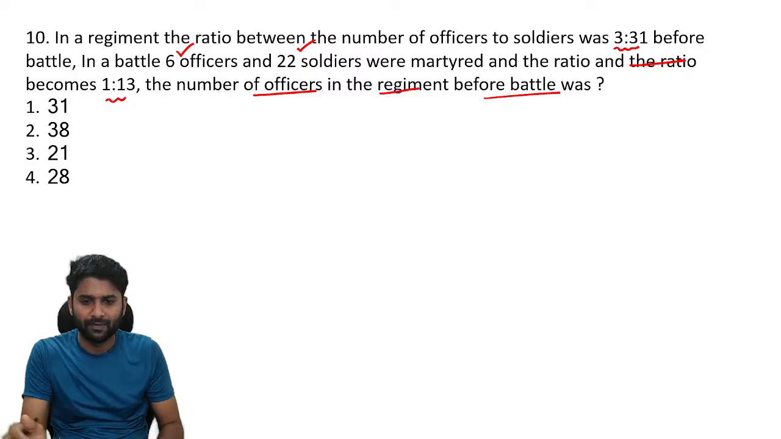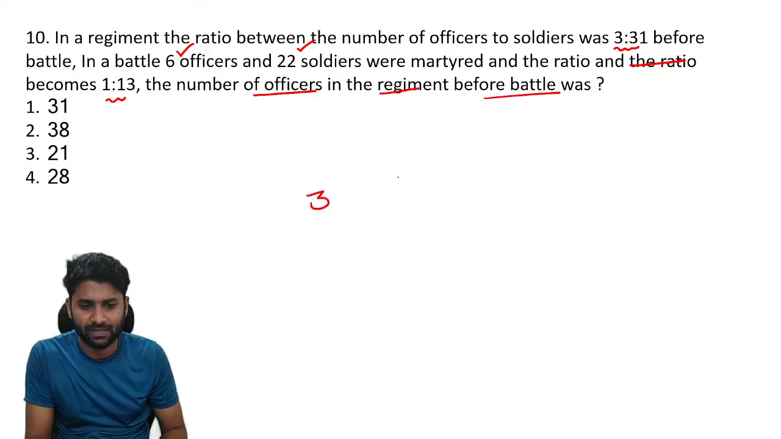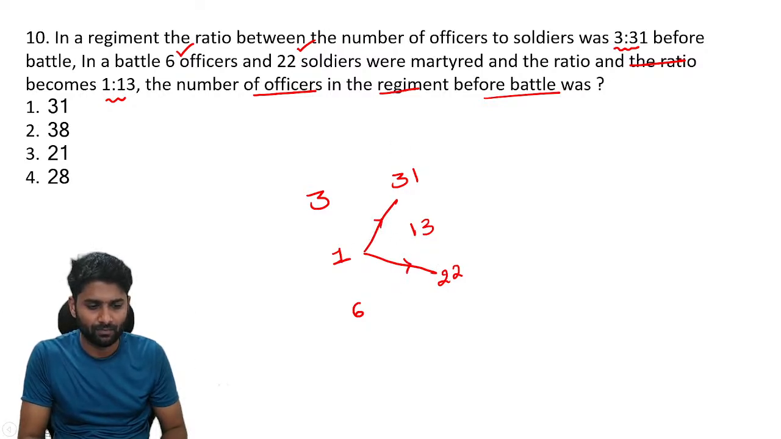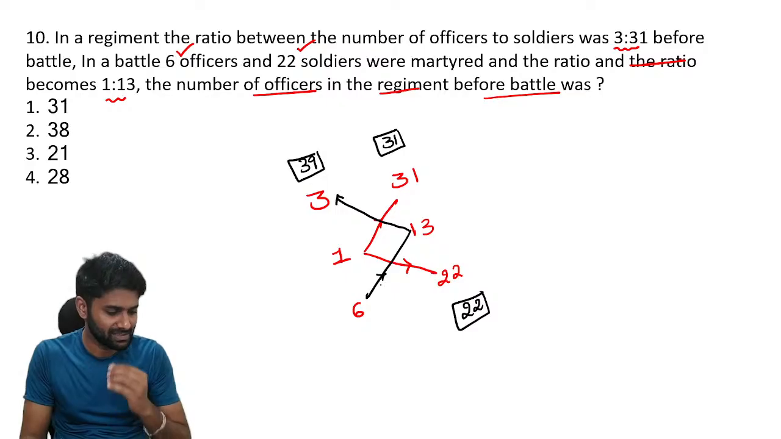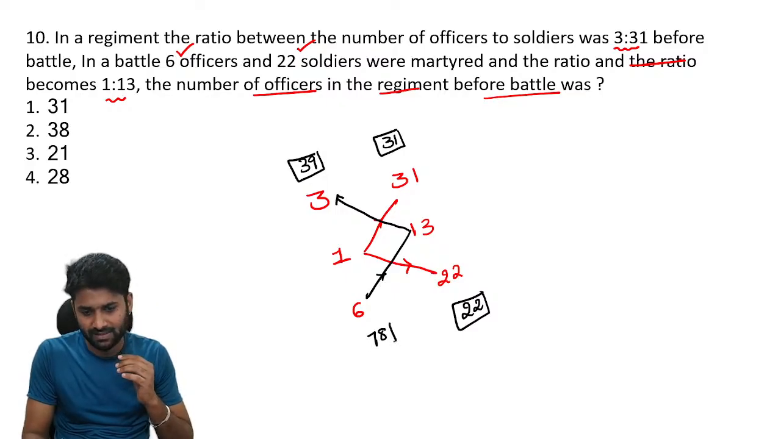Now see, before the battle the ratio is 3 is to 31. After the battle the ratio is 1 is to 13. 6 officers and 22 soldiers died. I told you to cross multiply them. 1 into 31 is 31 units. In the same way, 13 into 3 is 39 units. Cross multiply here: it is 22, 13 into 6 is 78, 6 into 10 is 60.